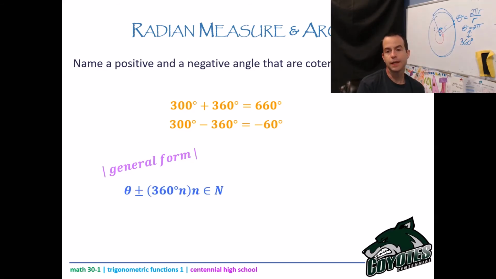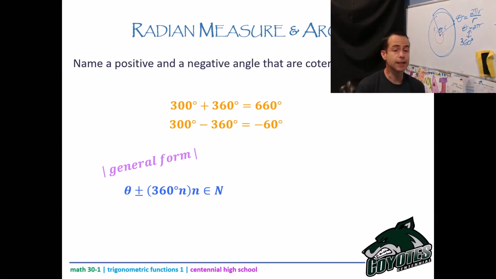Now, there's a couple different ways we can say this. In this one, I defined n as a member of the natural family, so counting numbers 1, 2, 3, 4, 5, and I said I could either add or subtract that. See that plus minus there? The other way to do that is we could just say theta plus 360n and then say that n is a member of the integers, because then integers allow for the negative direction, and that'd be fine too.